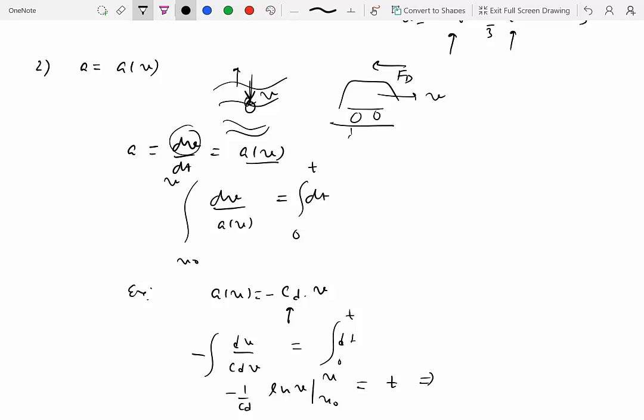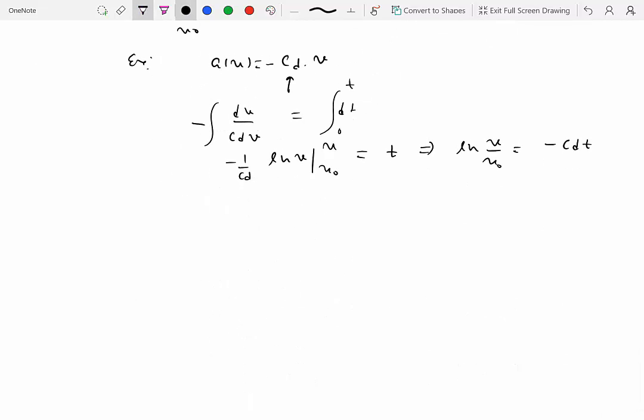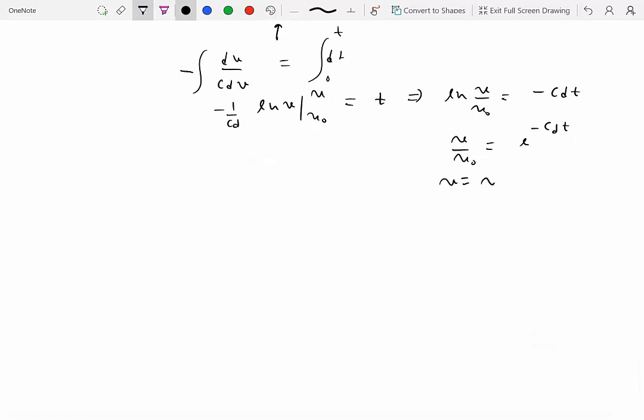So what do we get? We'll take Cd on the other side, and we get ln v over v0 equal to minus Cd t. Okay, so what is this? v over v0 is equal to e to the power minus Cd t. So v is equal to v0 times e to the power minus Cd t. That's the expression that you get essentially in this case.